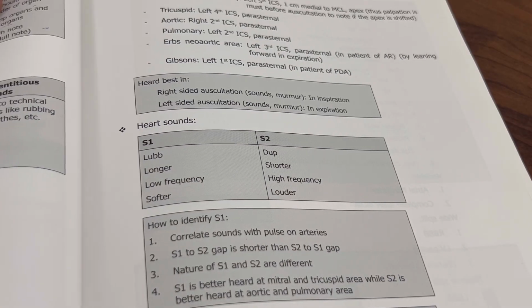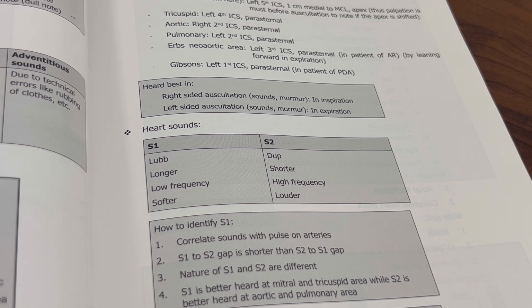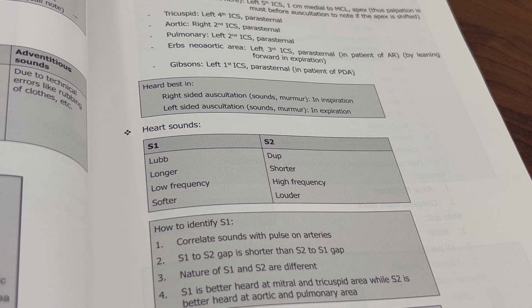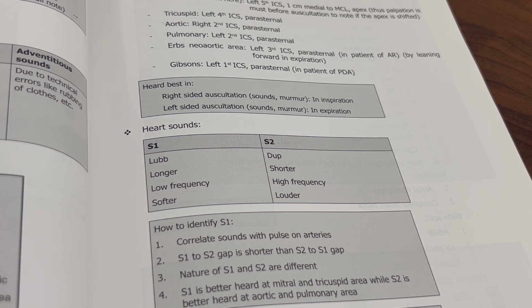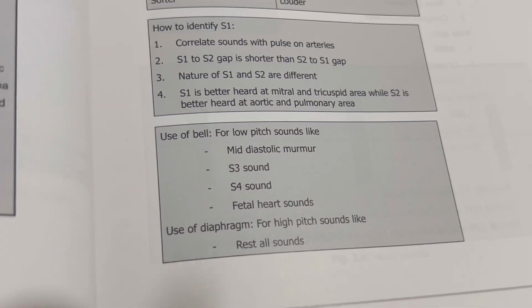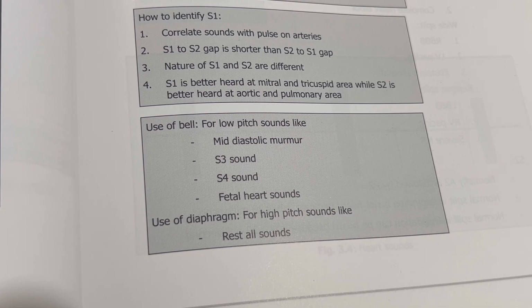How to identify S1? Correlate sounds with pulse on arteries. S1 to S2 gap is shorter than S2 to S1 gap. Nature of S1 and S2 are different. S1 is better heard at the mitral and tricuspid areas, while S2 is better heard at the aortic and pulmonary areas. Use of the bell, you know what the bell is, right? For low pitch sounds like mid diastolic murmur, S3 sound, S4 sound, fetal heart sound. Use of diaphragm, the larger part of the stethoscope, for high pitch sounds, all other sounds.